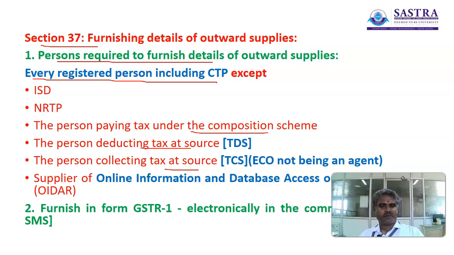Here, an e-commerce operator not being an agent, that is very, very important because they are a separate entity, and suppliers of online information and database access or retrieval services, OIDAR. The above people are not necessary to provide the details of outward supplies, because they are not involved in supply of goods to customers. Most probably they are doing services.